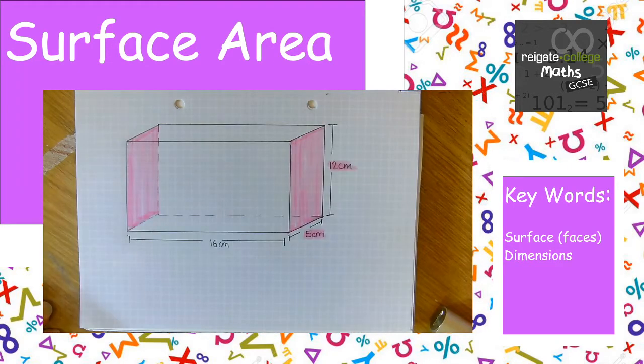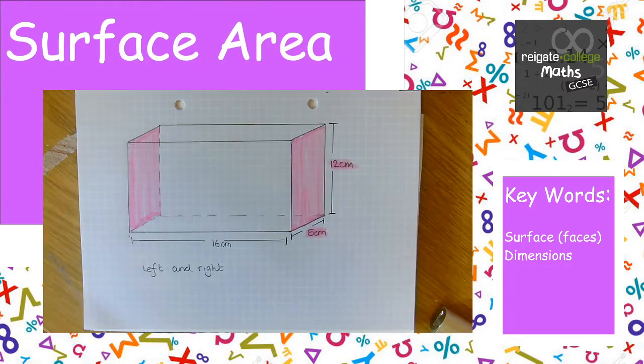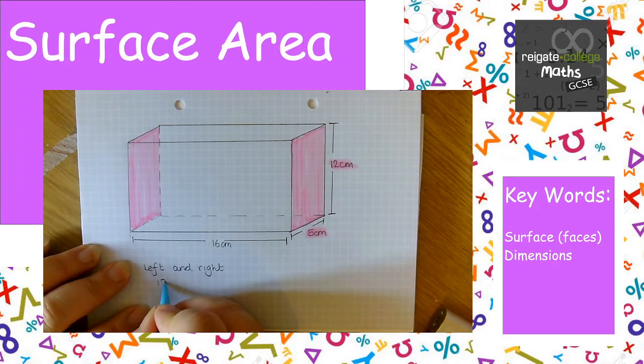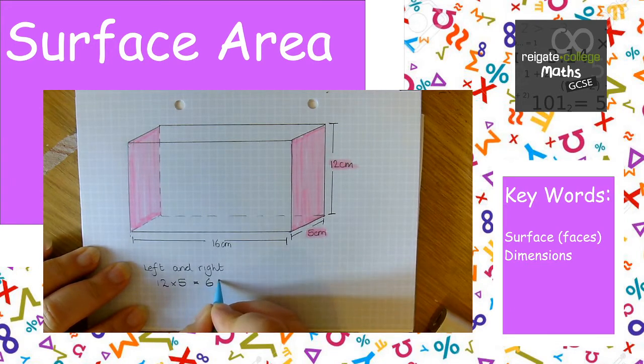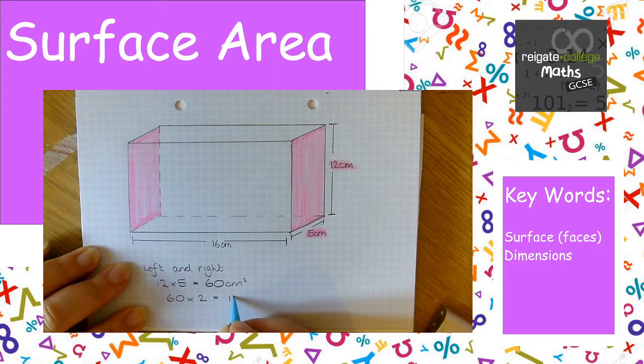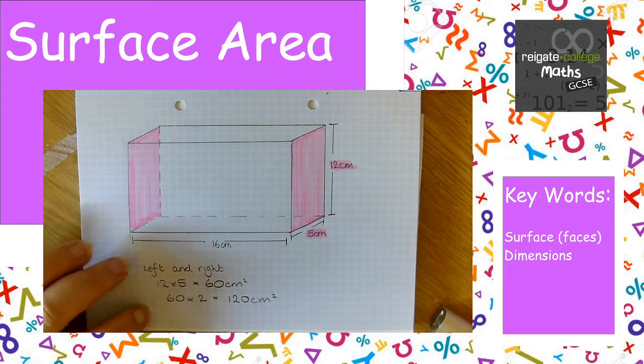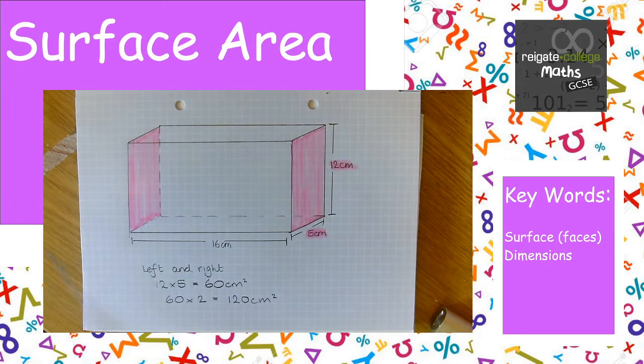The last pair of sides are left and right. The dimensions I need for these are 12 and 5. 12 times 5 gives me an area of 60 for one of them. I have 2, so 60 times 2 gives me 120 centimetres squared.